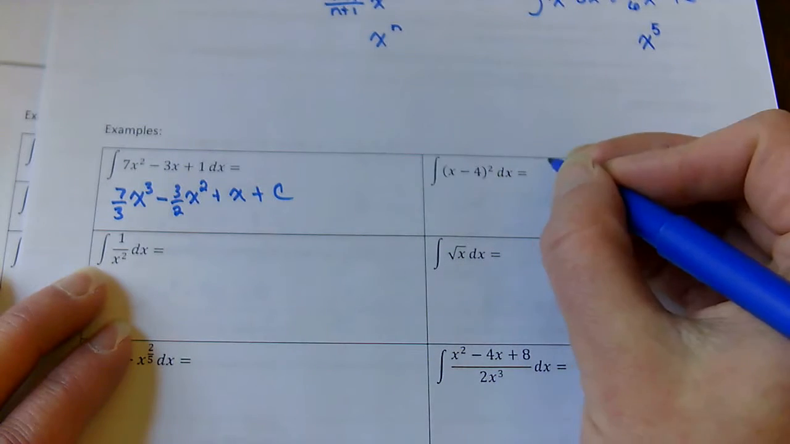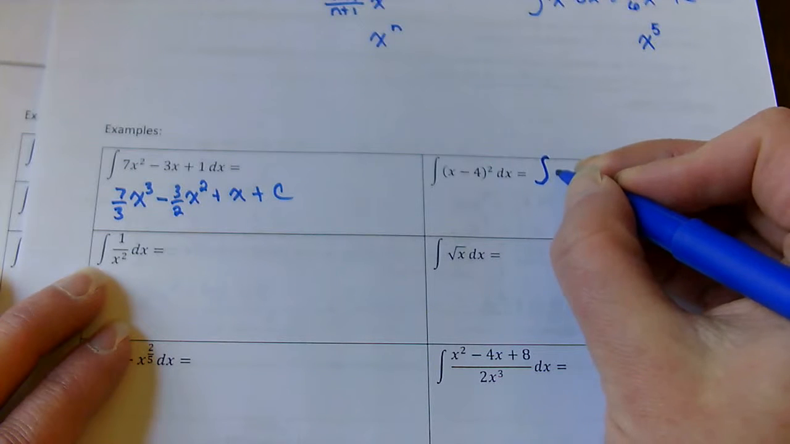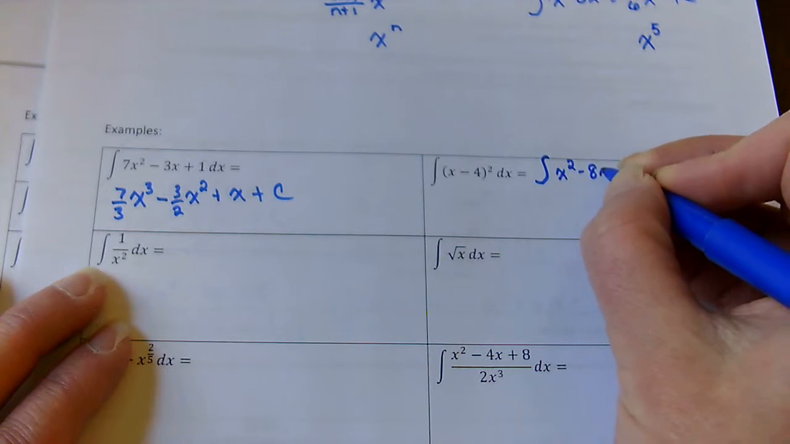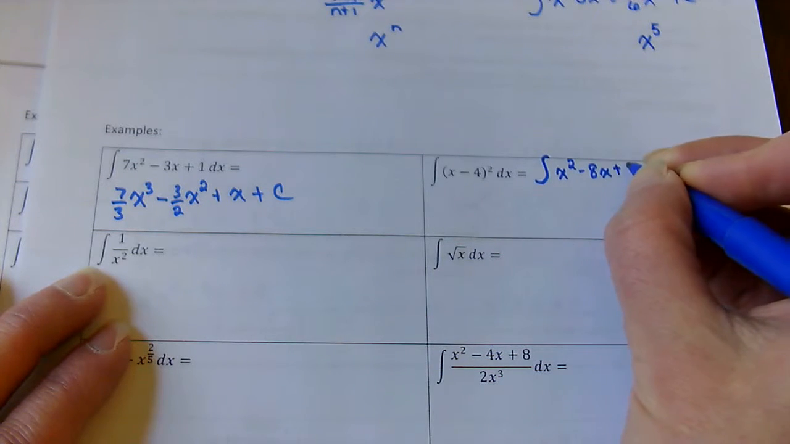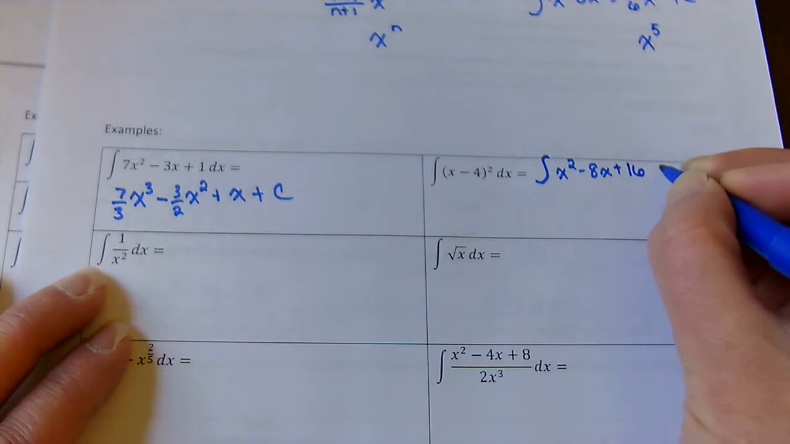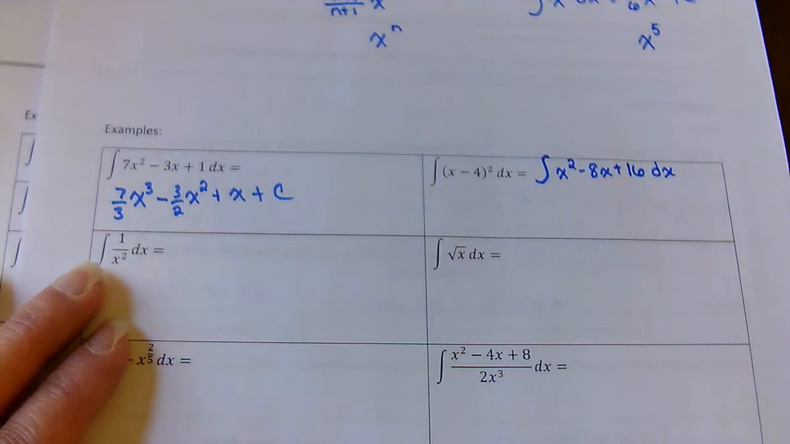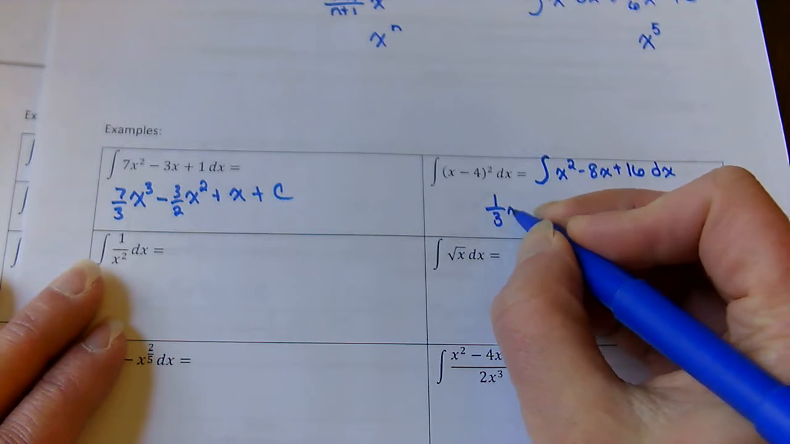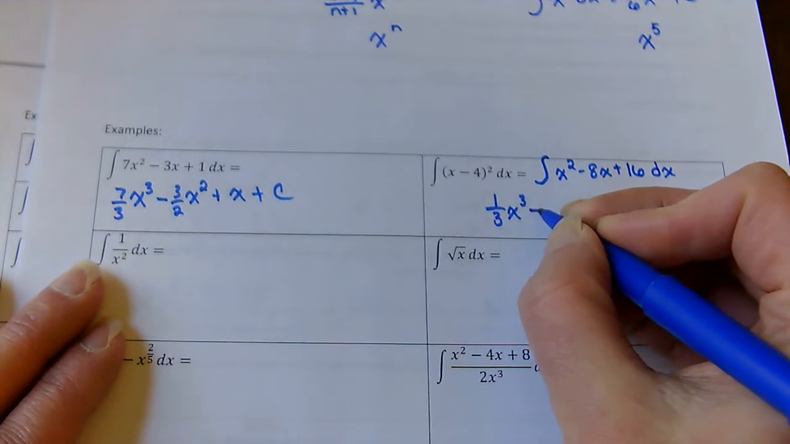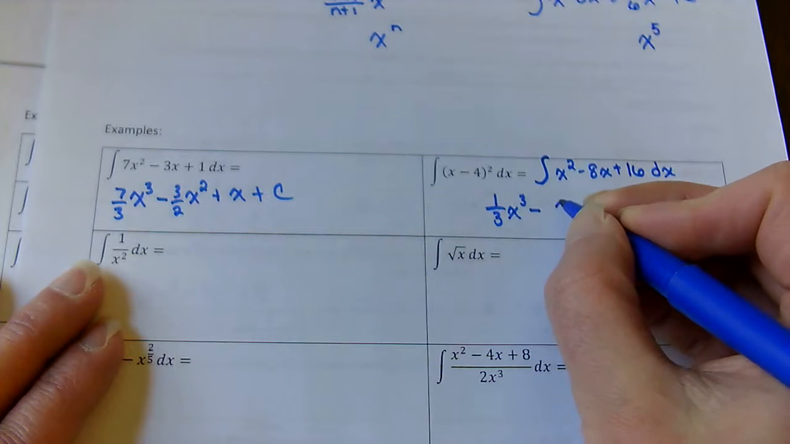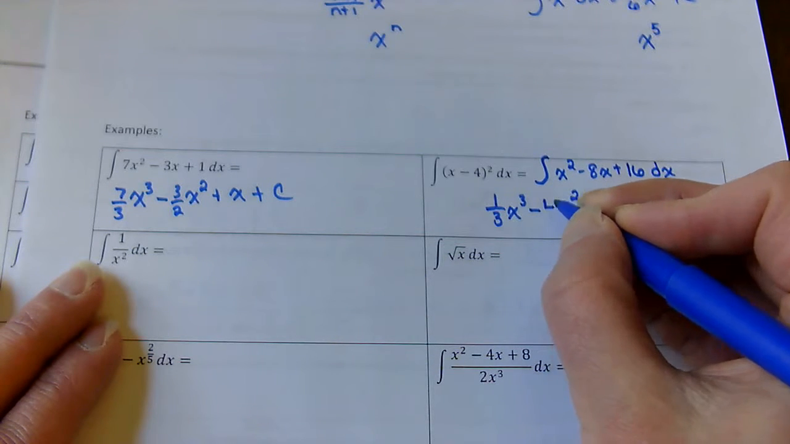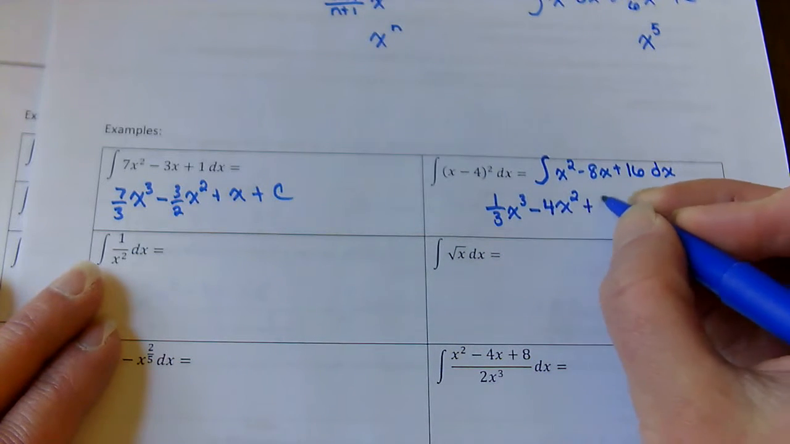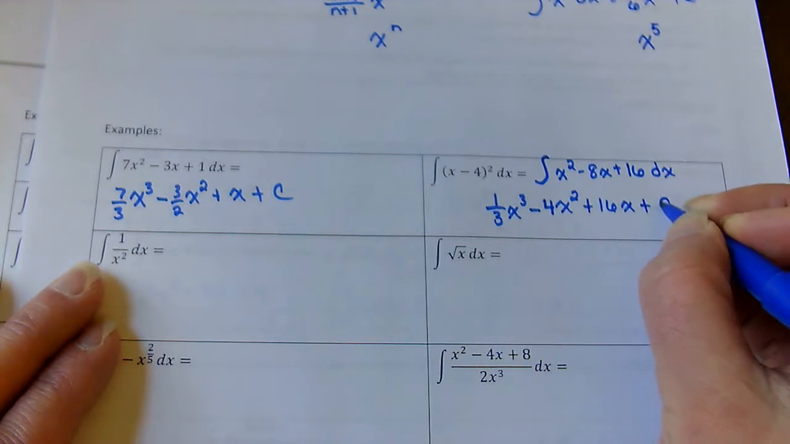I would just square it to make it easier. That's going to be x squared minus 8x plus 16 dx. A lot easier to take the antiderivative of. It's going to be 1/3 x cubed minus, it's going to end up being x squared divided by 2 is 4, plus 16x plus c.